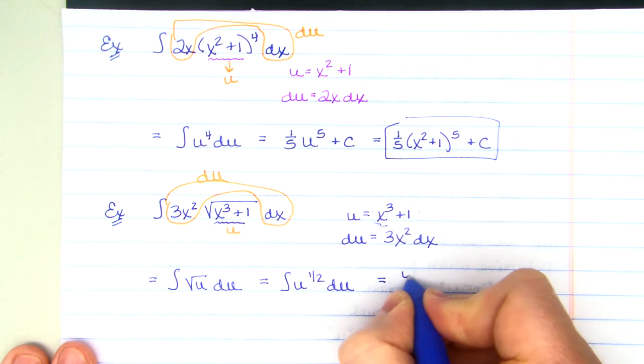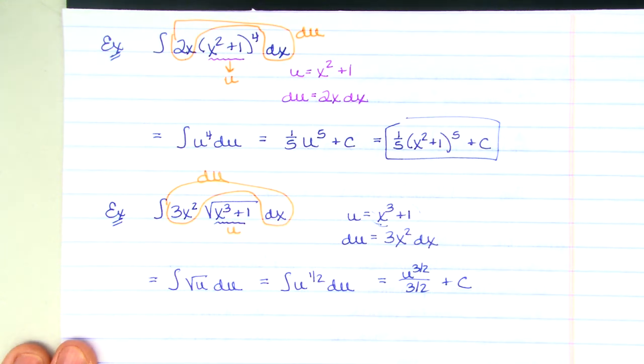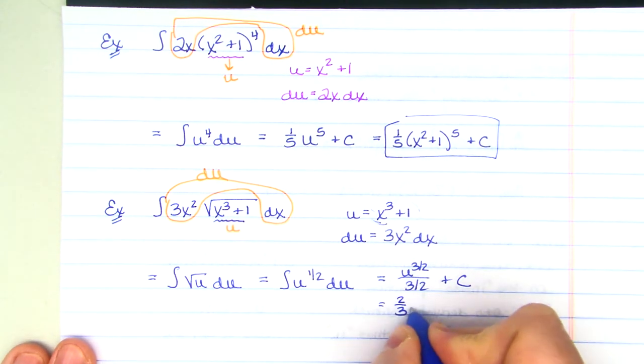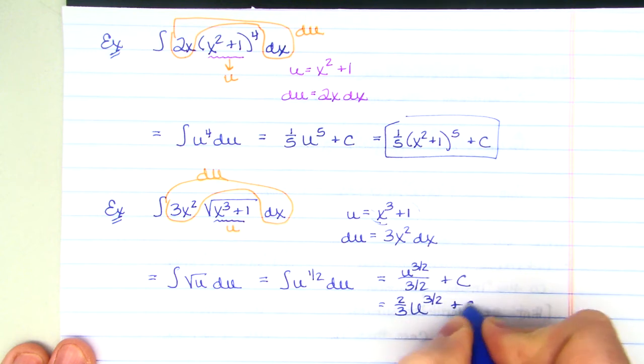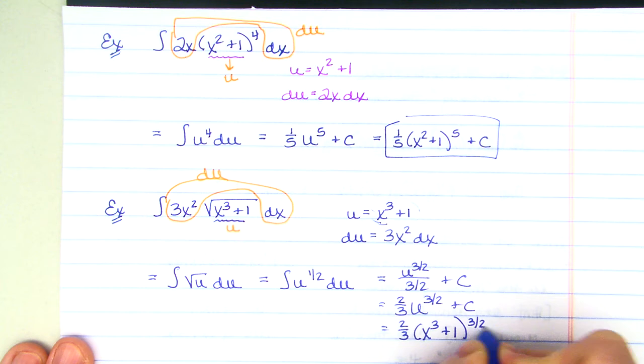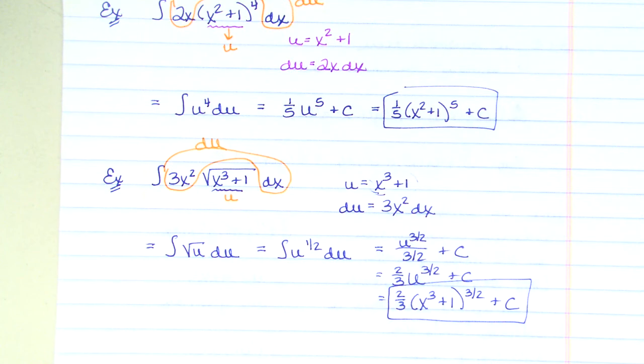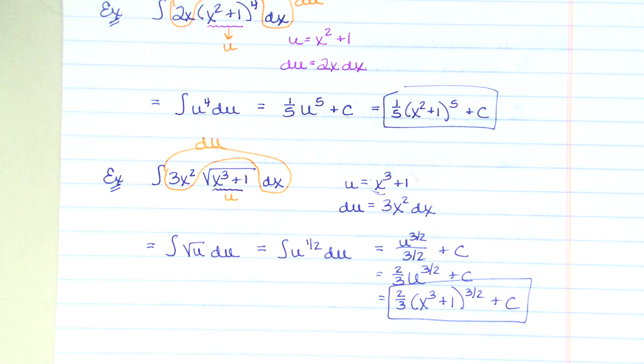I'm going to get u to the 3/2 over 3/2 plus a constant. This is 2/3 u to the 3/2 plus c. Am I still on the screen? I am still on the screen. What do you know? 2/3 times x cubed plus 1 to the 3/2 plus c should be your final answer. I'm picking out the inside function. I'm going to make that my u. I'm going to find its derivative, and hopefully that derivative is going to show up in my problem. If it does, that's my du. I'm going to rewrite this thing in terms of u's and du's, and then I'm going to integrate.